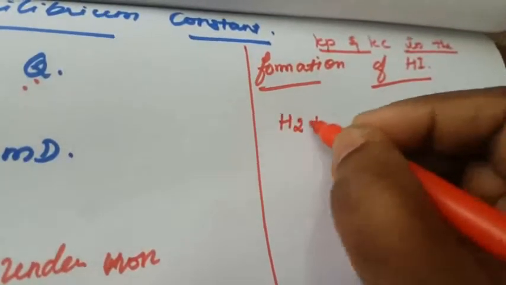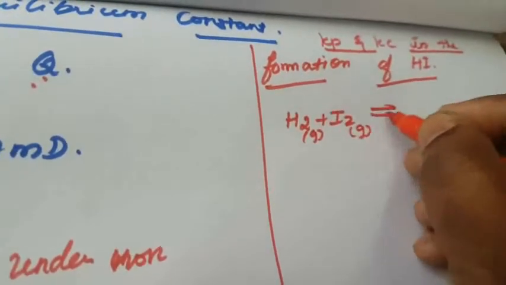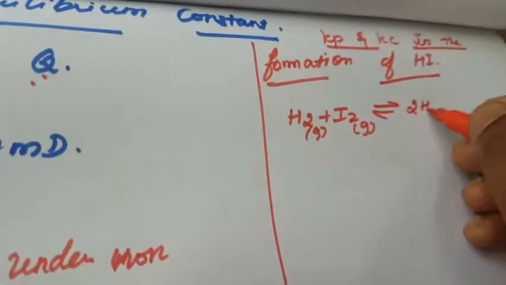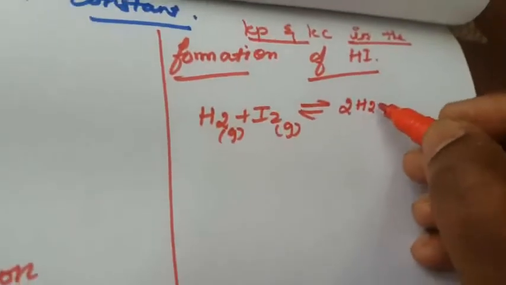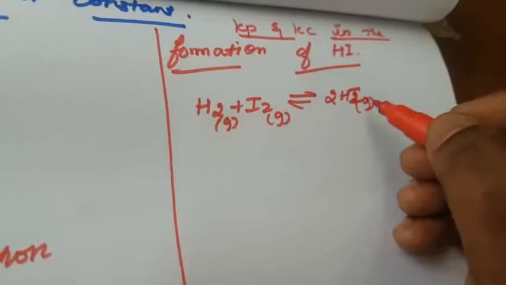First you write the equation: hydrogen and iodine. This is a gaseous molecule, this is also a gaseous molecule. So this is H2 plus I2 giving 2HI. This is the balanced equation.